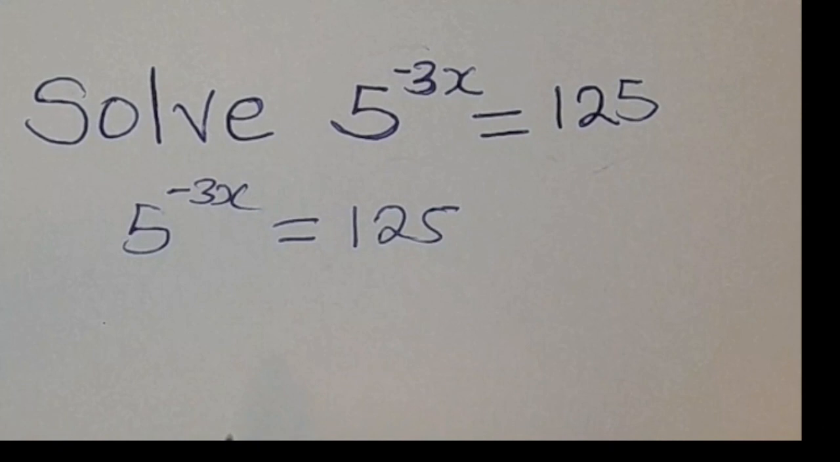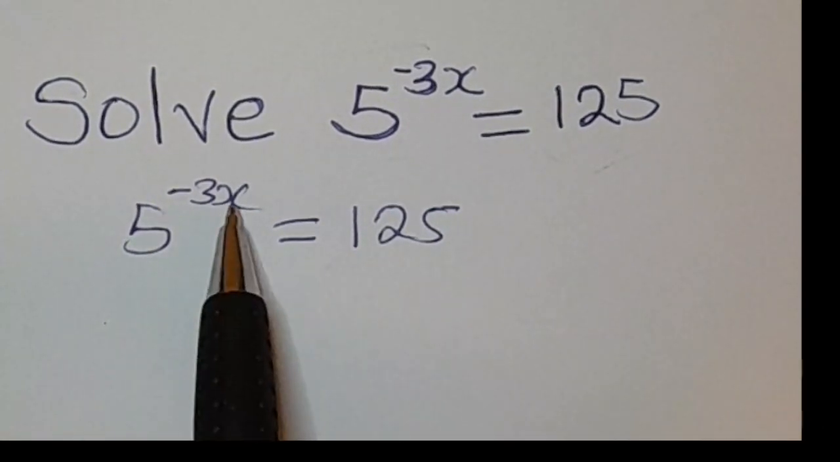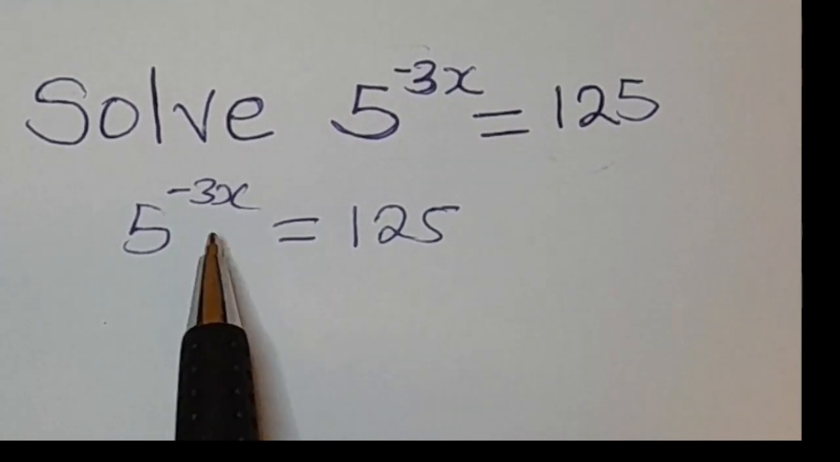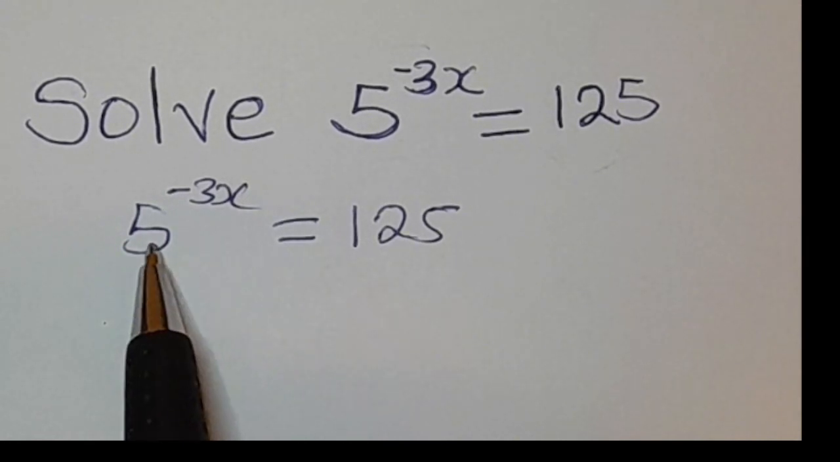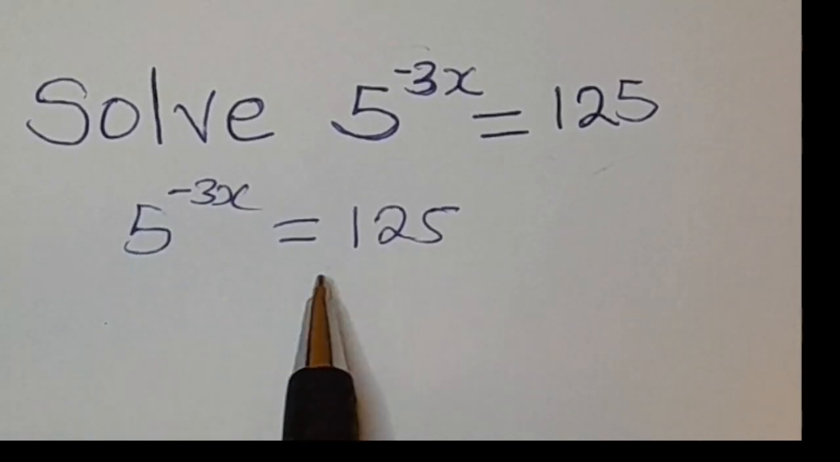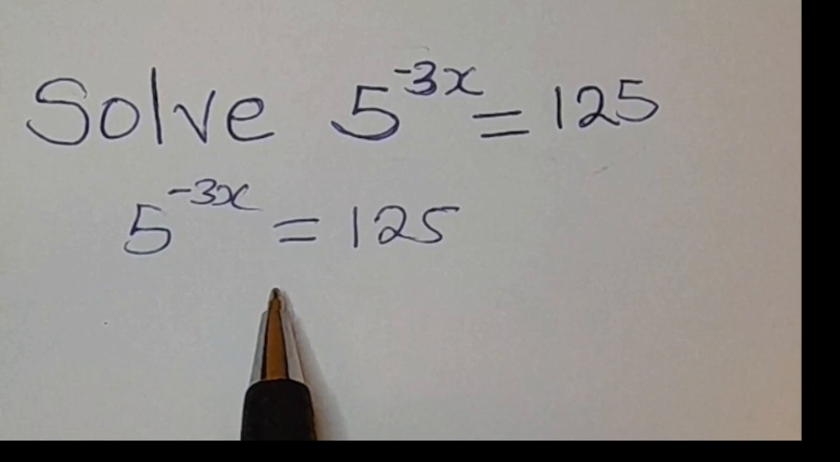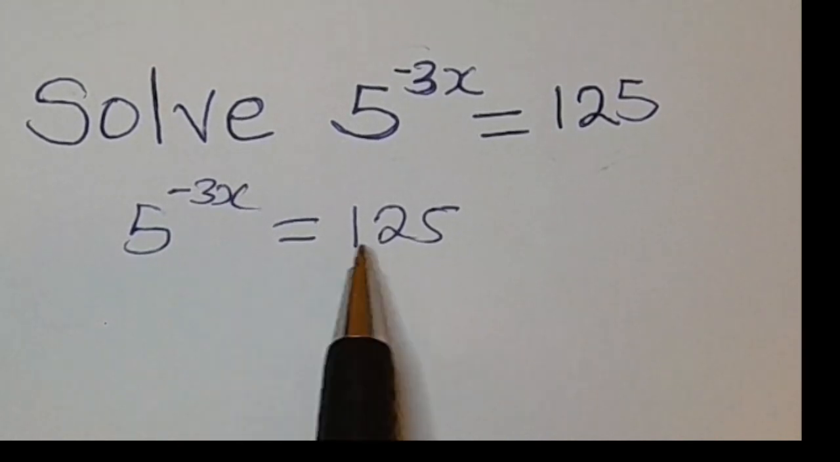Now for you to solve this equation, in other words, you are looking for the value of x. You are solving for x. For you to solve this equation, you need to make sure that on both sides, the left-hand side and the right-hand side, have the same bases. So you have to make the bases the same.